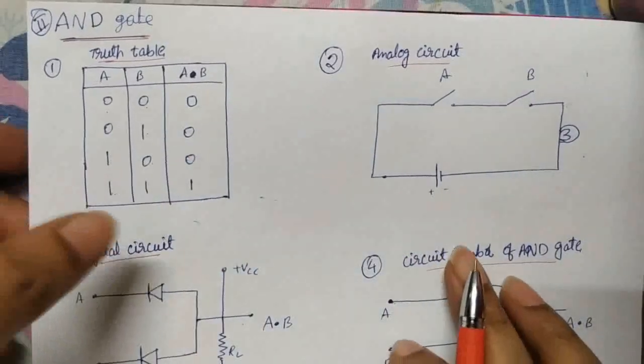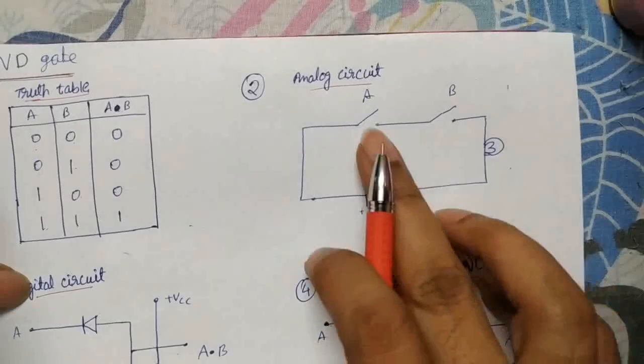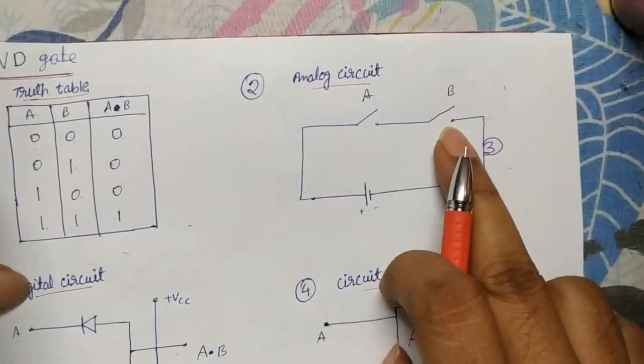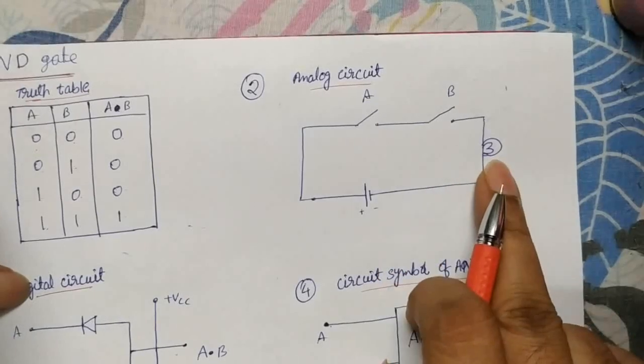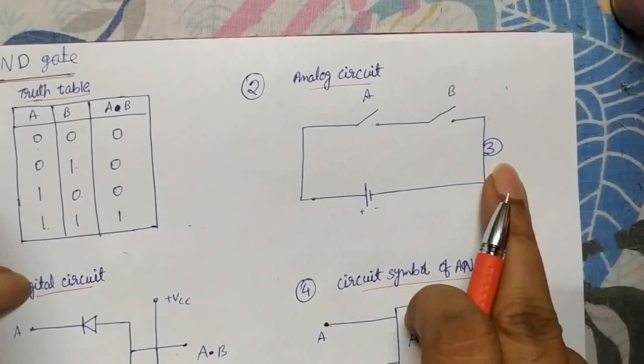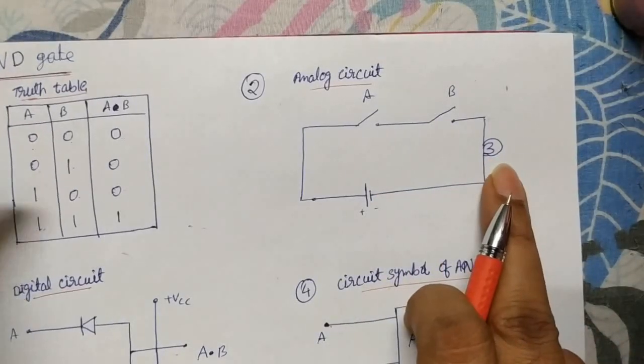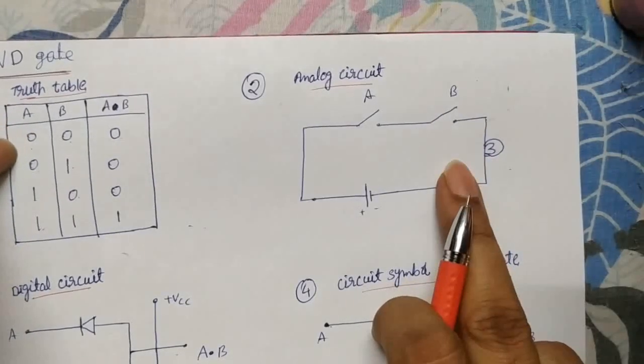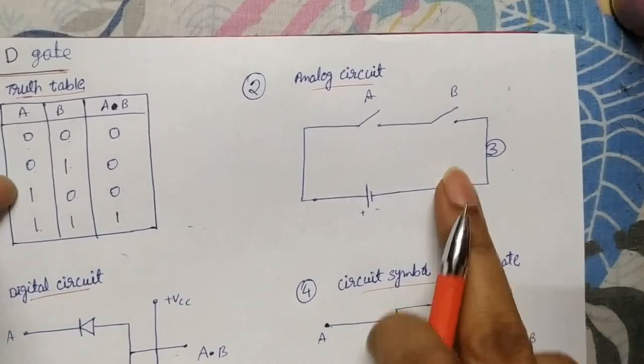Same logic here for the analog circuit. You see, when both switches are closed, then only this bulb works. If any one is open or both are open, it won't work. This is an analog circuit. This relation, this truth table, satisfies this analog circuit. You see that. Now about the digital circuit.